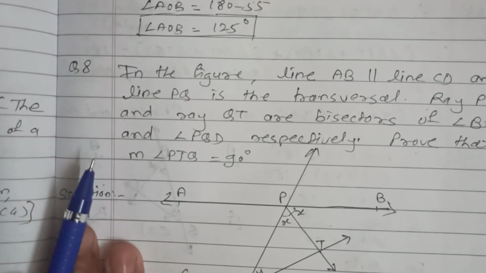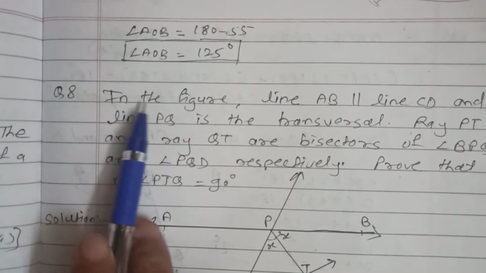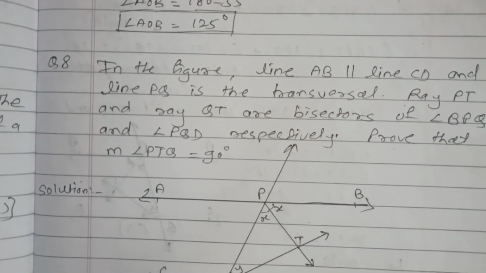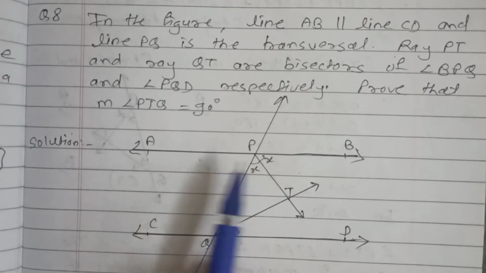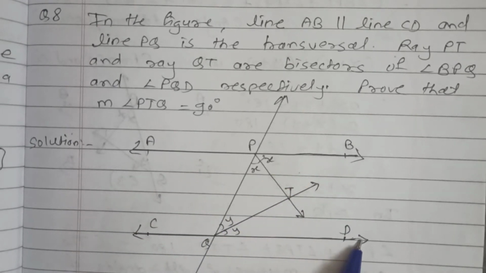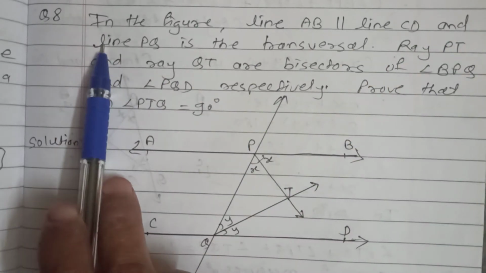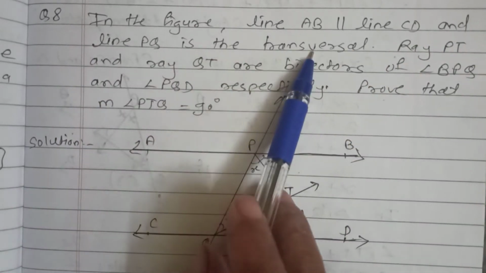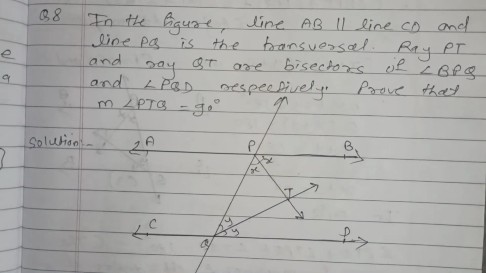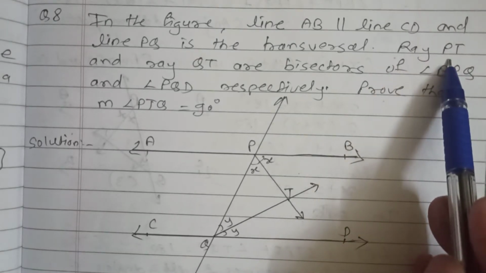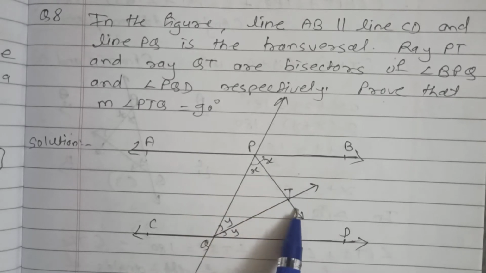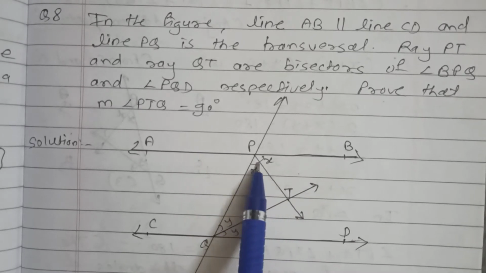Now let us see question number 8. In the figure, line AB is parallel to line CD. Now we can see in the figure, line AB is parallel to line CD. These two lines are parallel, and line PQ is the transversal. Line PQ, this is the transversal. Ray PT, now we can see in the figure, ray PT is the angle bisector of this angle.